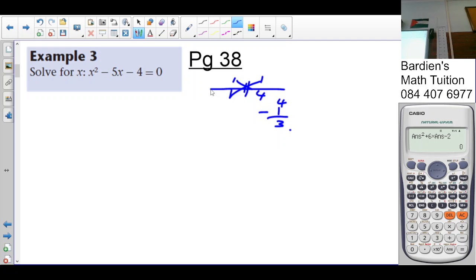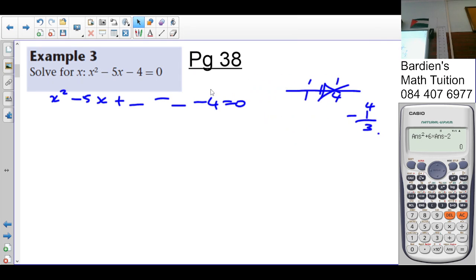So what must we do? Complete the square. We say x squared minus 5x plus a number, minus the same number, minus 4 is equal to 0. Fill in what number is short and complete the square for me, please.